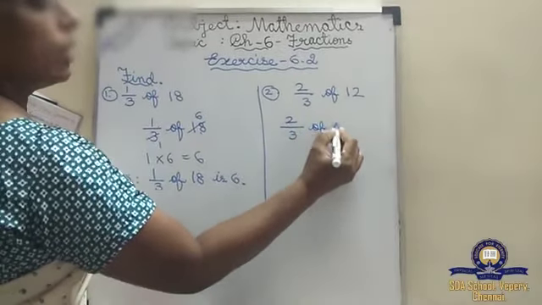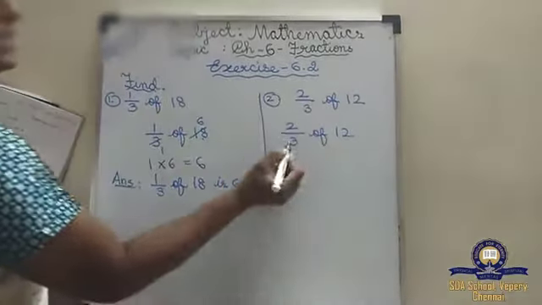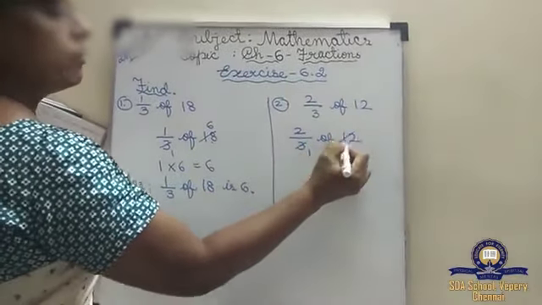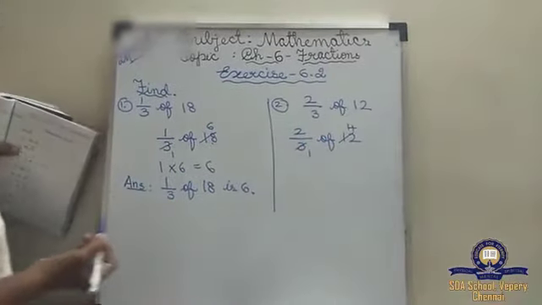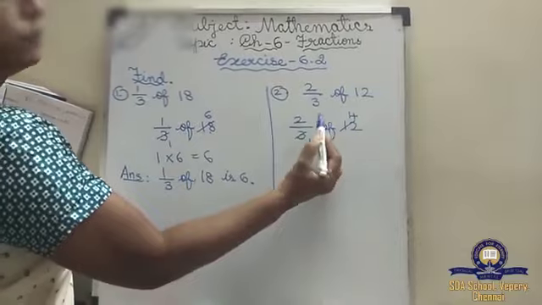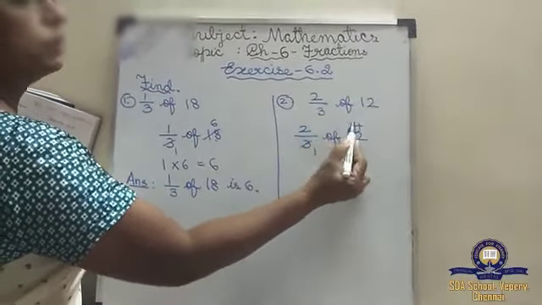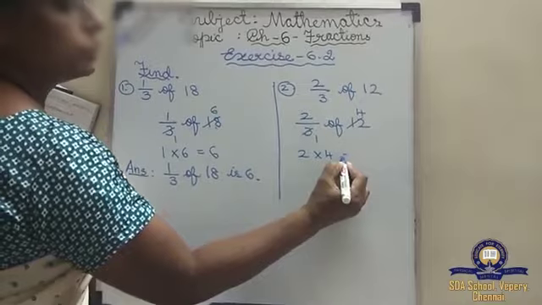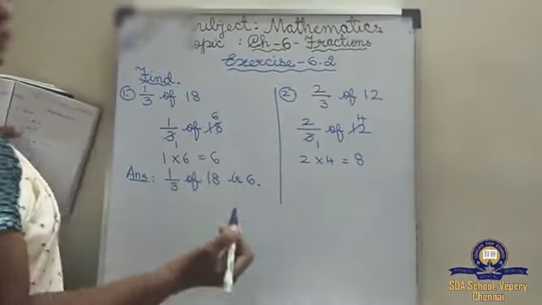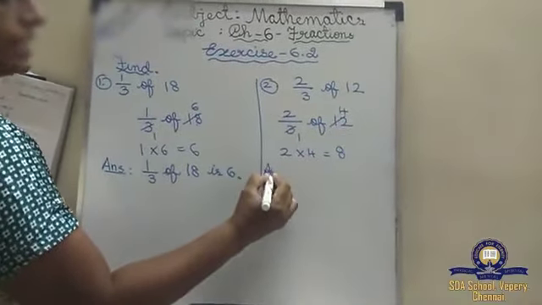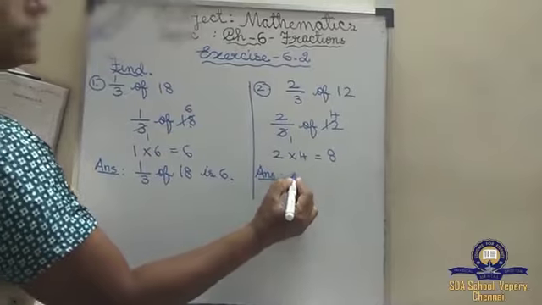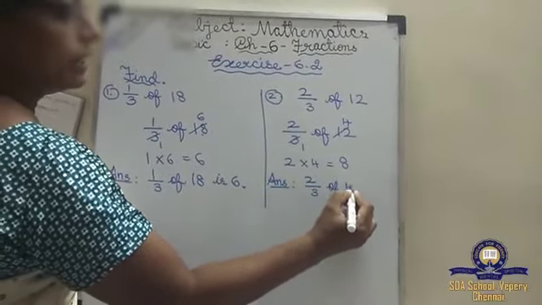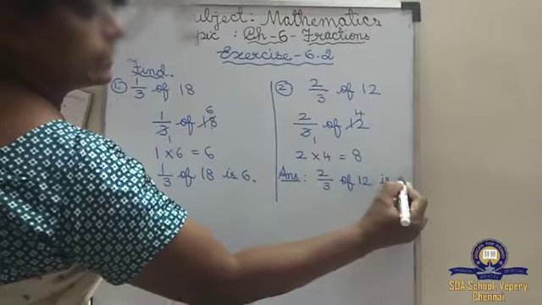2 by 3 of 12. So 12 goes in the 3 table. 1 3 is 3, 4 3s are 12. So what do you have to do children? These two numbers you have to multiply. So 2 into 4, what answer children? 2 4s are 8. So what's the answer? The answer is 2 by 3 of 12 is 8.